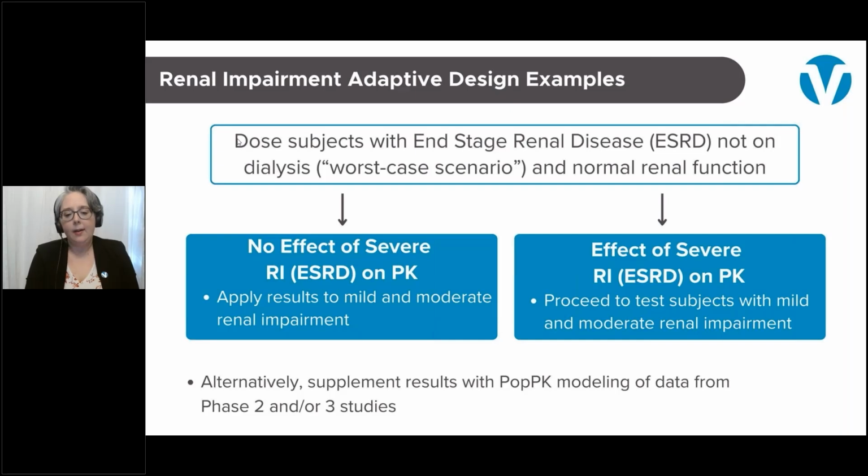But then if you do see an impact on PK, then the guidance recommends that you proceed to do a full design testing subjects with mild and moderate impairment. However, you can, again, use data from phase 2 or 3 studies and use PBPK modeling to supplement the results of the reduced design and model in those subjects with mild or moderate impairment to avoid having to do a full study.